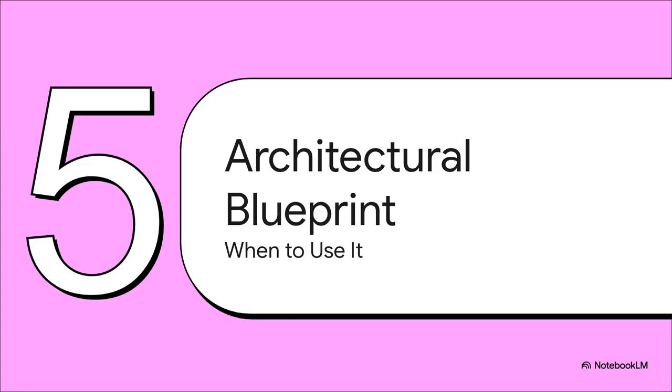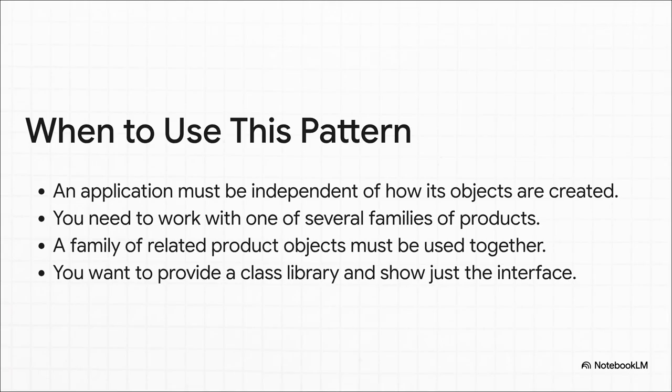So, keeping all that in mind, the big question is, when should you actually use this thing? When is it the right tool for the job? Let's look at the blueprint. Think of this as your go-to checklist. You should probably reach for the abstract factory pattern if your system needs to be totally independent of how its products are made. It's perfect if you need to switch between different families of products at runtime. It's also your best friend when you need to enforce that rule about related objects always being used together. And finally, if you're building a library for other people to use, this is an amazing way to hide all the complexity and just give them a clean, simple interface to work with.